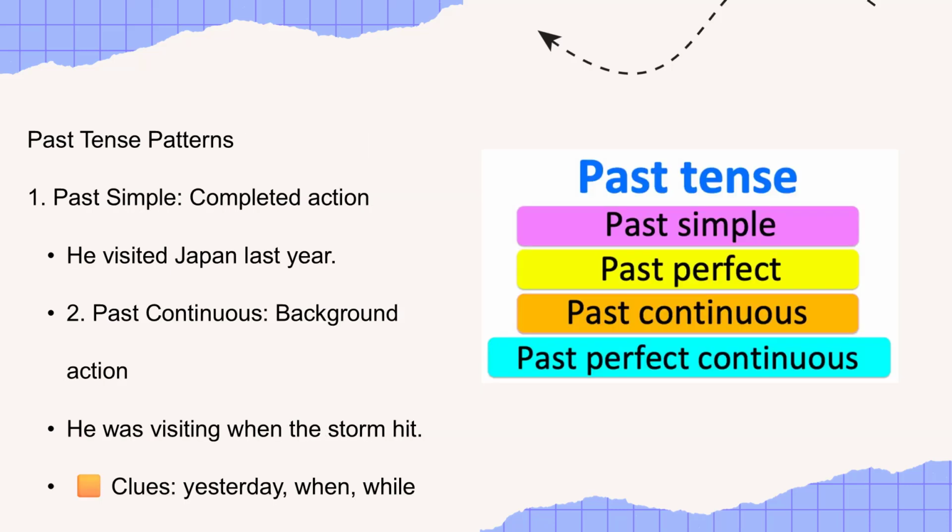Past tense patterns. Let's now look at patterns of the past tense. Use past simple for completed actions, like he visited Japan last year. Use past continuous for background actions, like he was visiting when the storm hit. Time clues include yesterday, when and while. These clues help signal when and how long something happened.